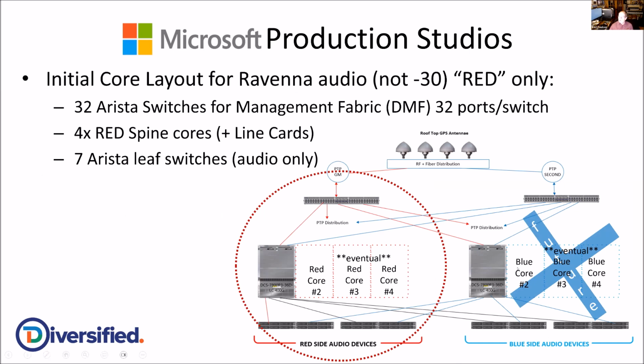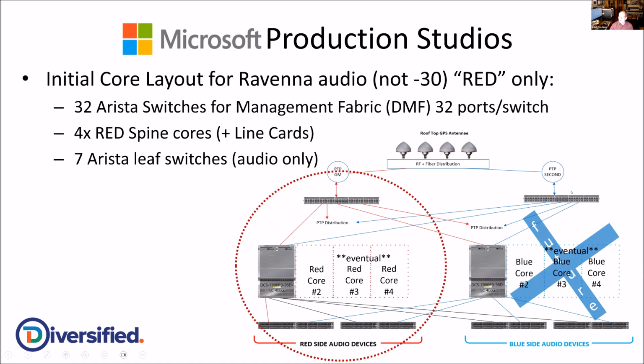There's a lot of dotted lines here because we didn't build them all out at first. At the beginning, we could only get one large frame, a 400 gig backbone frame. It's a 7800 series Arista switch to start with. And when we put in the Ravenna audio system, not the Dash 30 system, in a read-only format, we had 32 Arista switches for the management fabric, the DMF, with 32 ports per switch. We had 4 red spine cores, one at first, and then 3 more came in, plus their line cards. And there are 7 Arista switches for audio only that built out the original system, for the intercom audio and the Lawo audio system.